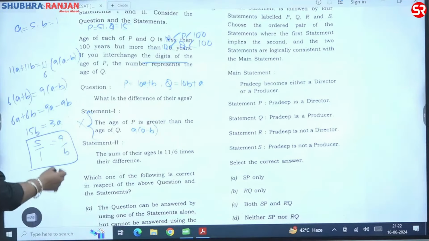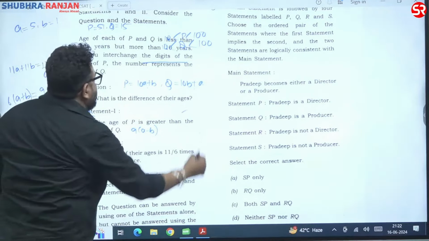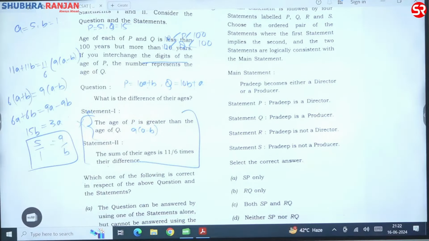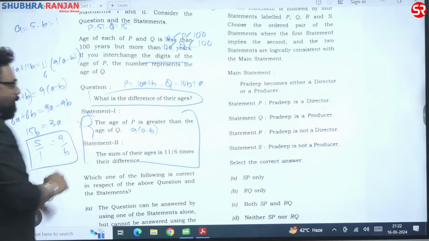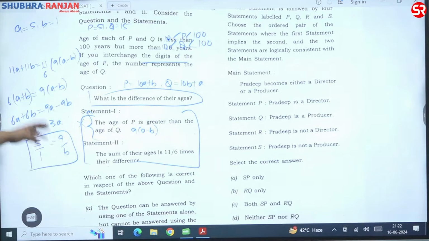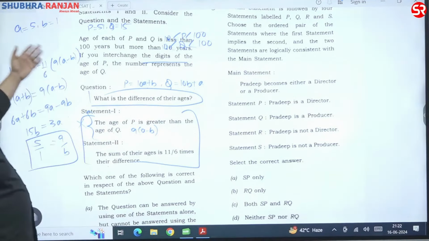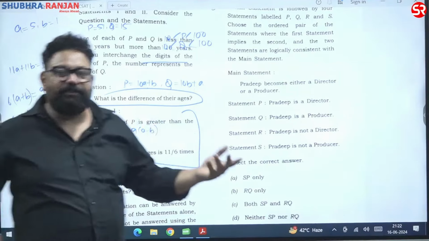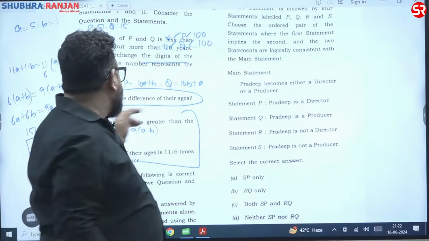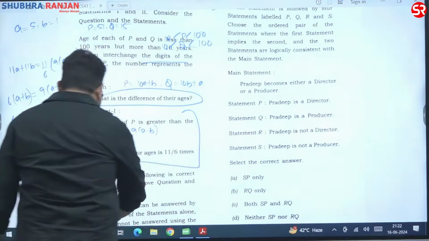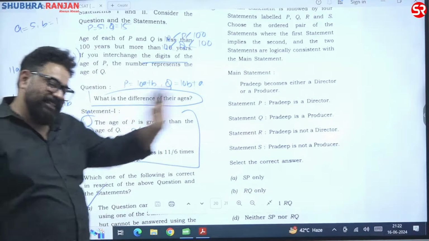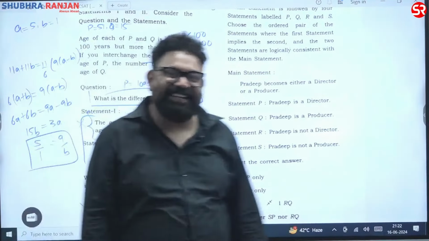Once you combine them together, the age of P is greater than the age of... again, what is the difference? The question is, what is the difference of their ages? In that case, statement 2 alone is sufficient. The difference would remain the same, guys. So you don't need to mix, because one of them is 51, another is 15. 51 minus 15, so the difference comes. Statement 2 is giving you the answer. Answer is A. Yes, answer is A.